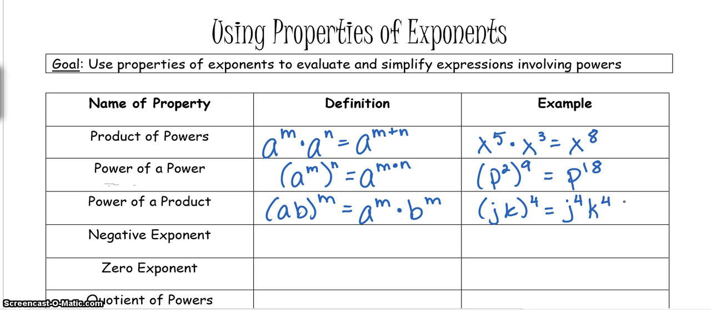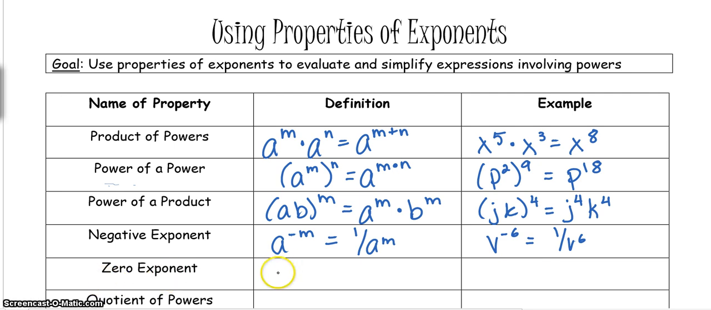The next property is the negative exponent property, and the definition is a to the negative m is equal to 1 over a to the m. So if you have a negative exponent, you want to move it to the denominator. So for example, if I had v to the negative 6th, that would be the same as 1 over v to the positive 6. This also is important to know: if you had the negative exponent in the denominator of the fraction already, it would move to the top to become positive.